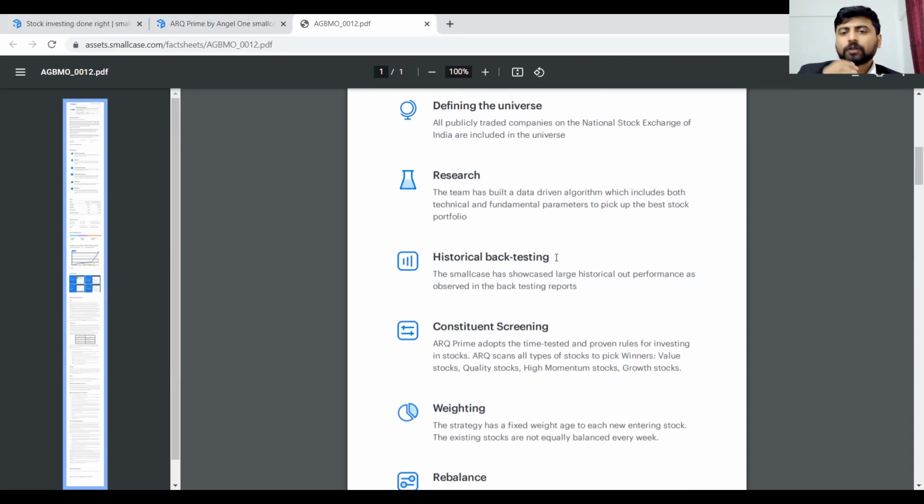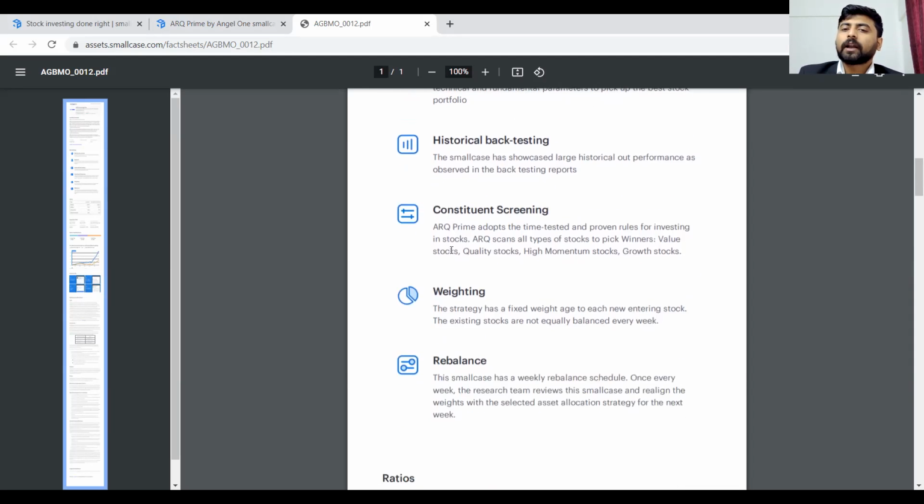And then we will also be talking about things like historical backtesting. To what degree has it been backtested against an index? And then we'll also be talking about the screening mechanism. So what is the mechanism that was used in order to select the exact stocks that had to come into this particular smallcase basket? Then we will also be talking about the weightage. So is this particular basket having stocks which are all equiweighted?